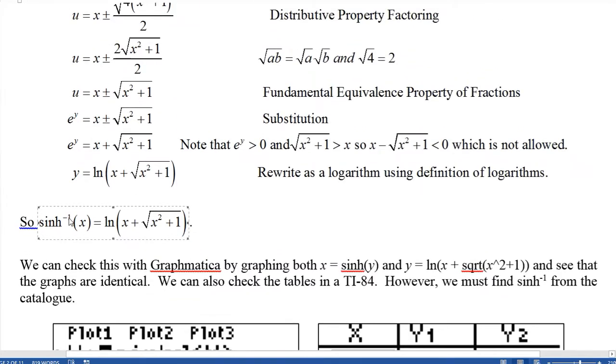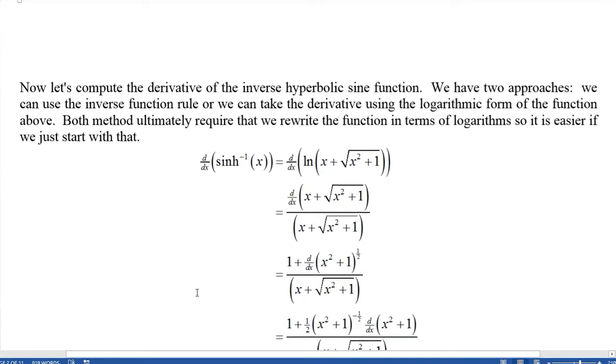Alright, so now we've seen that we can rewrite inverse sinh as a logarithm. Now we can actually find the derivative a couple of different ways. One, we can use the fact that we know the derivative of sinh of x, and use our inverse function rule to work that out. But eventually we're going to have to switch things up to get it to simplify. And it's actually going to be easier if we just go ahead and do that right up front. So let's switch it up to logarithms and then do the derivative that way. Let's do that rather than our other option.